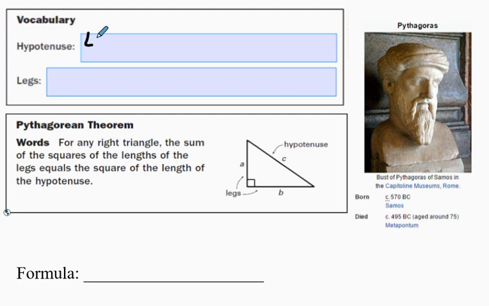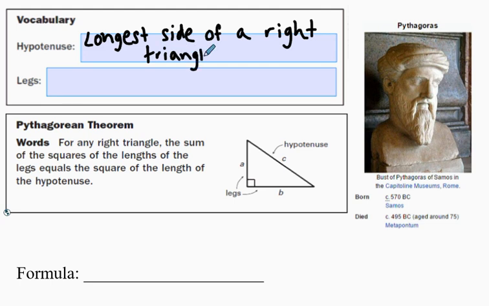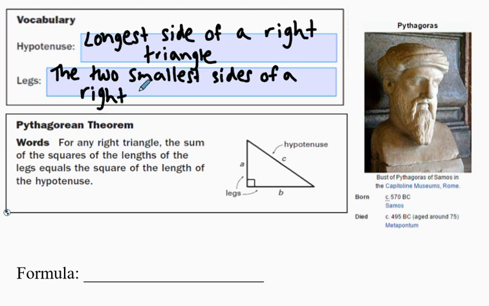The hypotenuse is the longest side of a right triangle. A right triangle meaning that one of the angles is 90 degrees. The Pythagorean theorem only works with right triangles, but right triangles are throughout our world. The legs are the two smallest sides of a right triangle, or essentially the two sides that are not the hypotenuse.